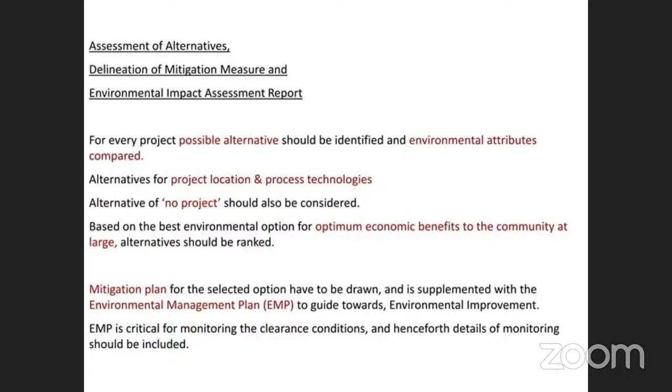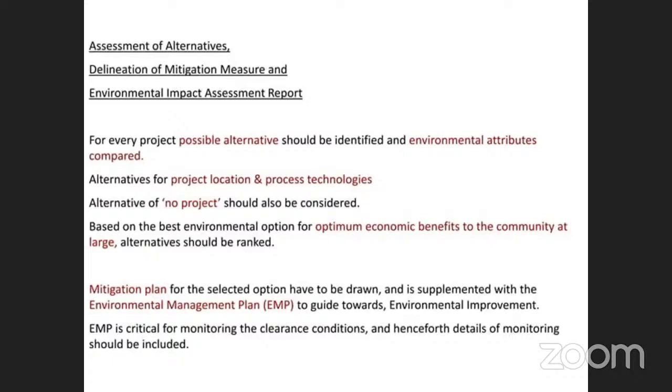and also provide alternative technologies in the process of the activity. The alternative of no project should also be considered. If any developmental activity is impacting adversely, we should avoid it, and we should give an alternative to control the establishing of new projects. Based on the best environmental options, optimization of the environmental benefits, and economic benefits to the community at large, alternatives should be ranked.